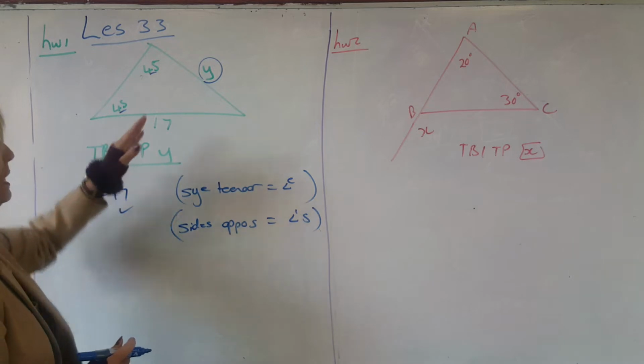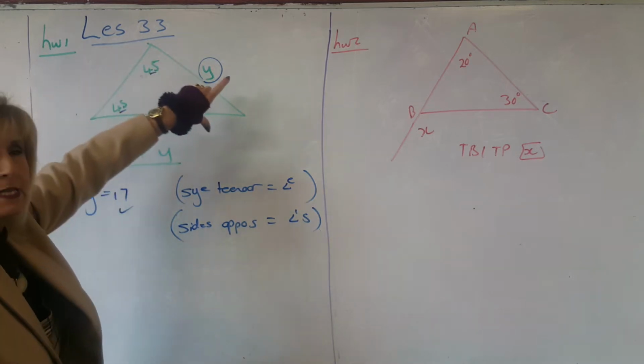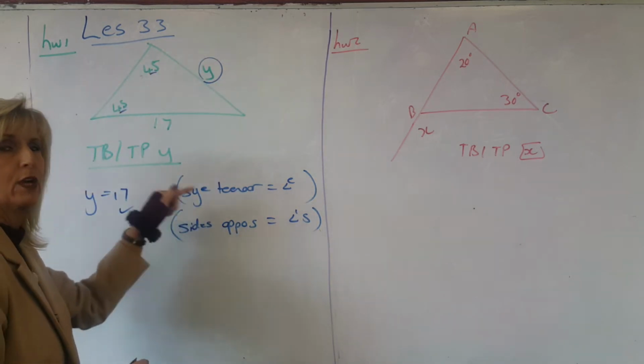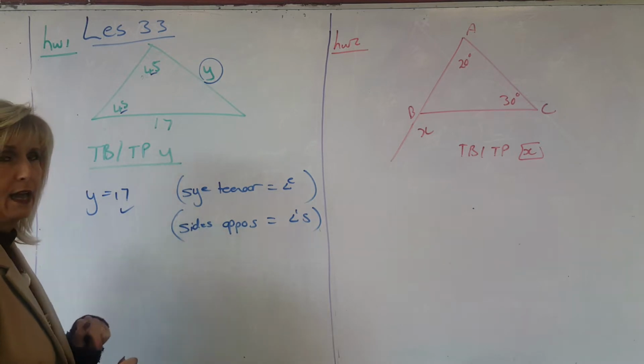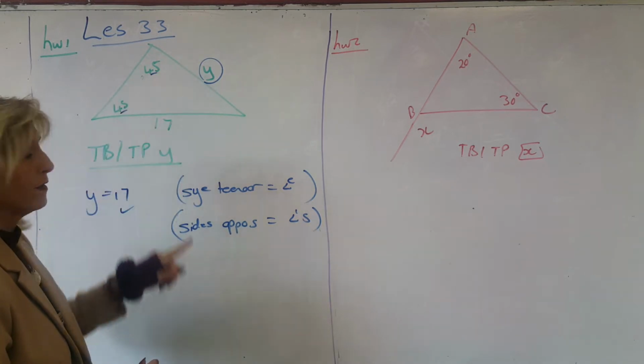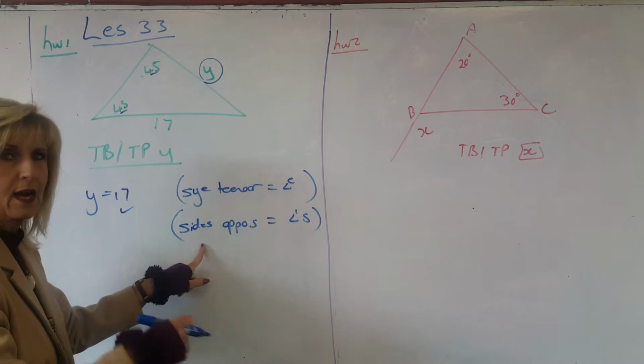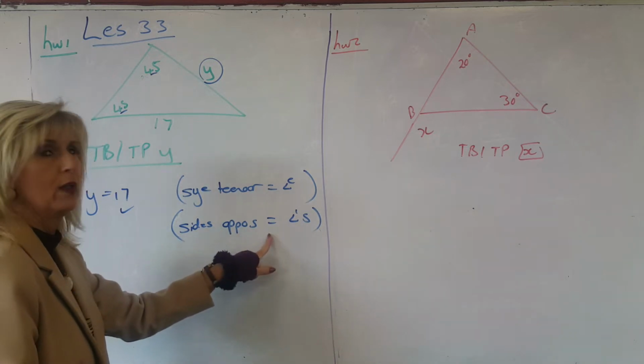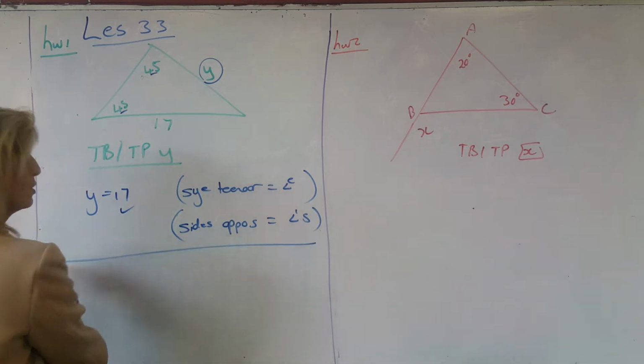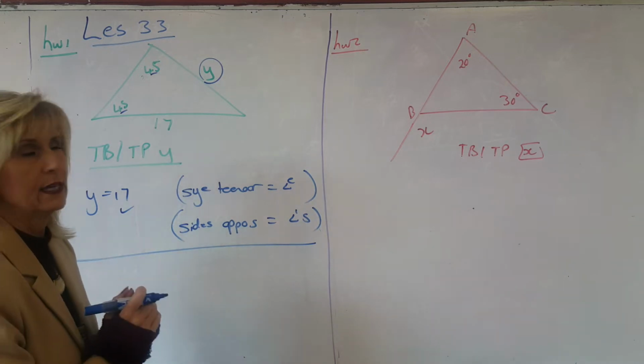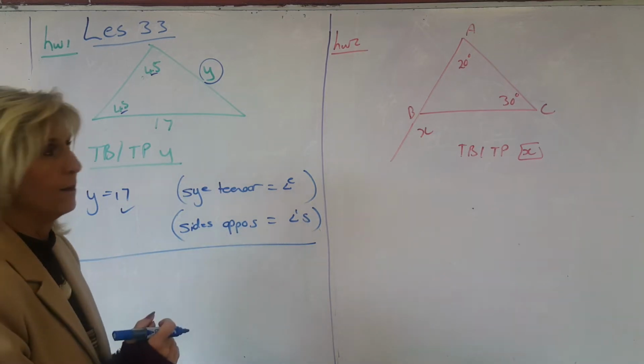So met ander woorde, as die hoeke gelyk is die sye gelyk, want sye wat teenoor gelyke hoeke sit is gelyk. If the angles are equal, then the sides are equal because the sides that are opposite to equal angles will be equal. So jy moet mooi daarna gaan kyk dat jy die regte een neerskryf. And that's the end of the sum.